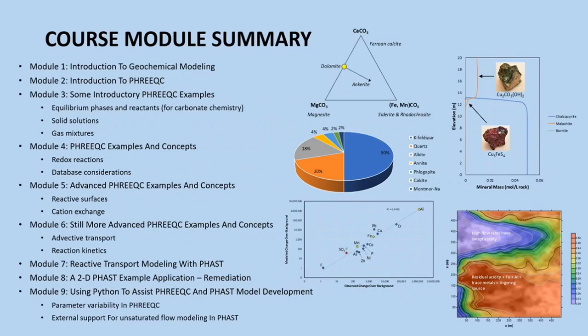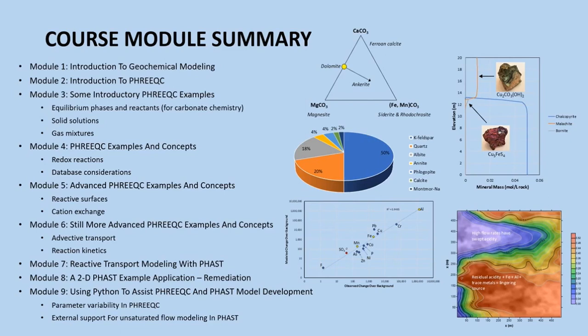So the course is organized into modules. The first contains some introductory material, and then we will move on in subsequent posts to work directly with FreakC. We'll start off with basic concepts, such as equilibrating a solution with a mineral phase versus adding a reactant, and then gradually move on to more complicated concepts, starting with solid solutions and gases, and then on to redox reactions, reactive mineral surfaces, and chemical kinetics.